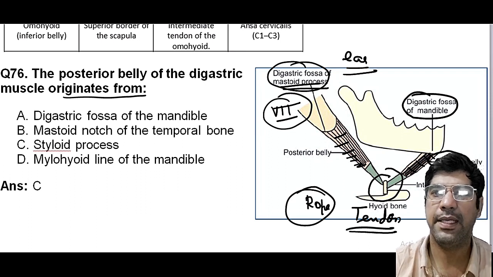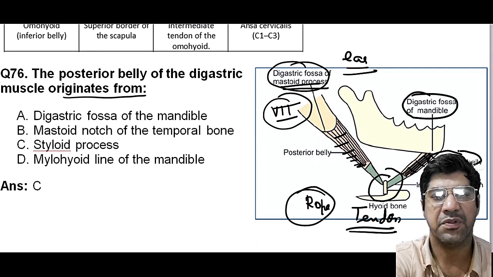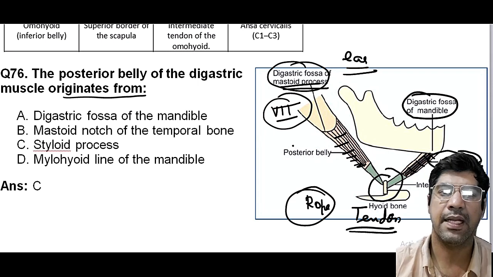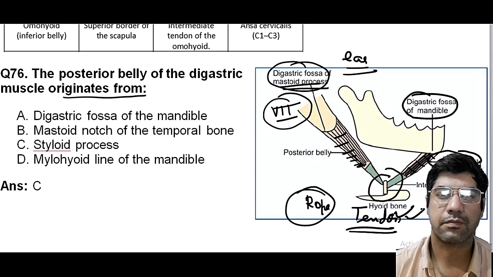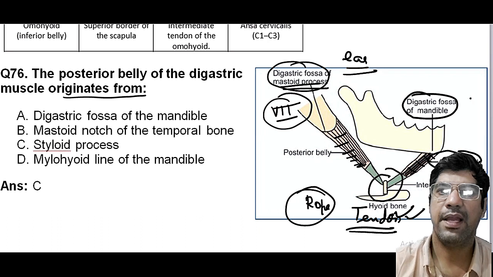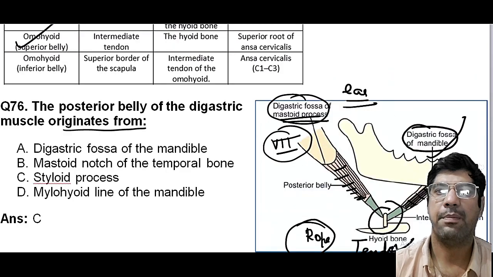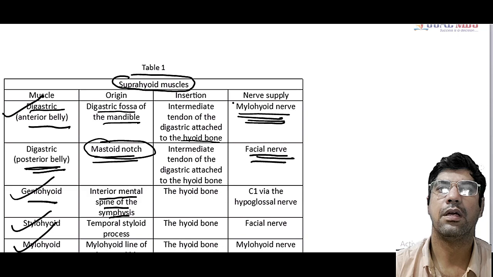Whereas the anterior belly originates from the digastric fossa and is inserted into the same intermediate tendon connected to the body of the hyoid bone. The nerve supply is, remember, the anterior belly of digastric is supplied by the mylohyoid nerve.